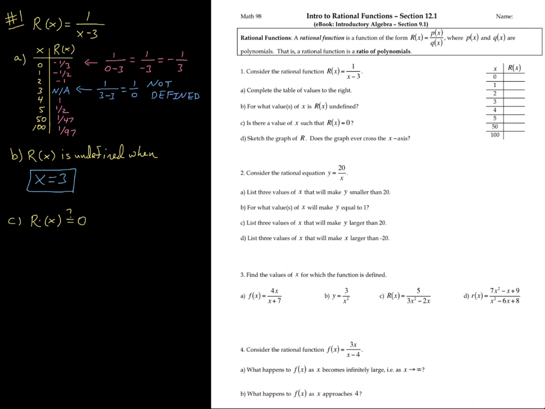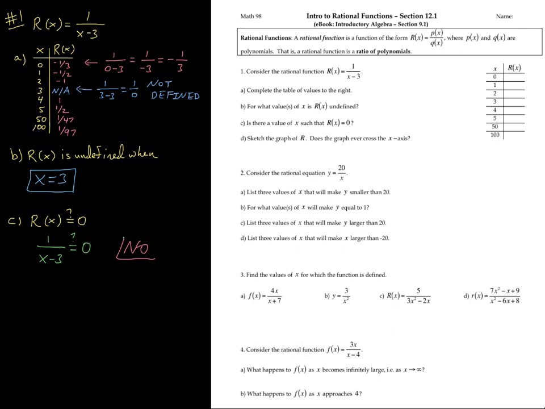For C, is r of x ever 0, right? Is there a value of x such that r of x is 0? Well, what would that look like as an equation, right? This would be 1 over x minus 3. That's our r of x expression. We're asking, is this thing ever equal to 0? And the answer here is no.